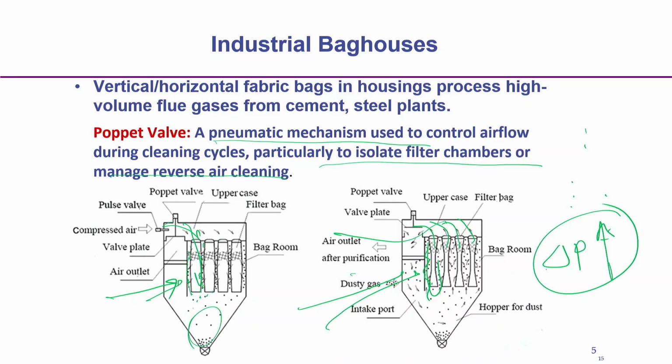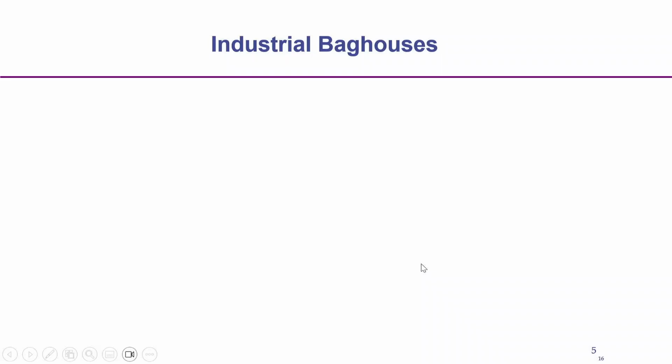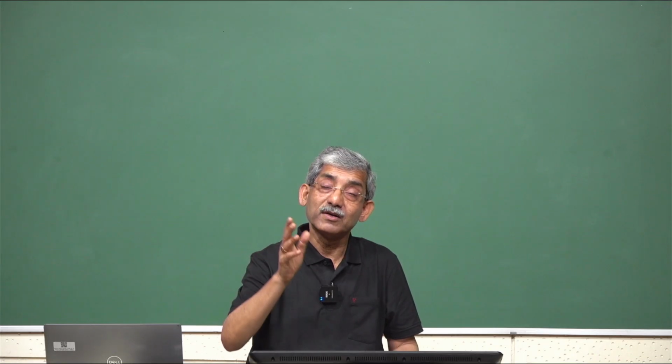And also there will be pulse jet air, which will strike on the bags from the outside. Again, that will help in mechanically dislodging the particles. Okay. So, this is the principle of bag houses, which is used where air filters are used.